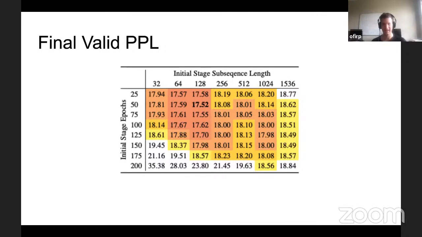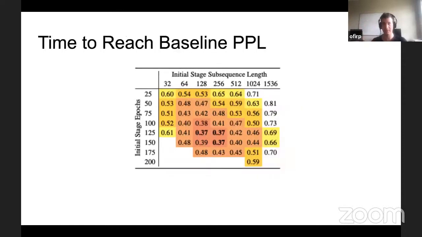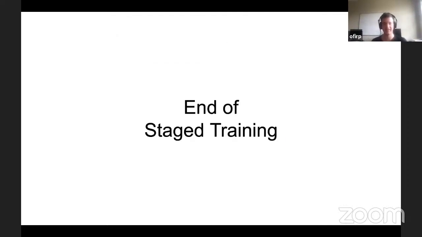I'm not going to talk much about this next slide, but another thing we can do is try to match baseline performance with each one of these models. And what we see here is that this model that was trained on sequences of 128 for 125 epochs matched baseline performance in 37% of the time that it takes to train the baseline. So instead of training on 3000 tokens for 200 epochs, we trained this model on sequences of size 128 for 125 epochs, and then we did another 10 epochs of training on sequences of size 3000, and we matched baseline performance in 37% of the time it takes to train the baseline. Yes, that's it for this part.